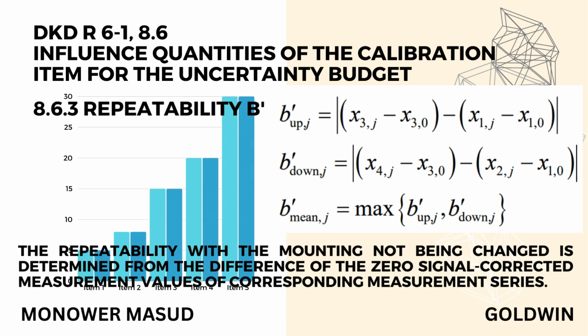Repeatability, B, in the context of DKD-R 6:1, is essentially a measure of how reliably an instrument produces consistent measurements when the setup remains unchanged. This is determined by examining the variations in zero signal-corrected measurement values across corresponding measurement series. In simpler terms, it's about assessing how dependable and repeatable the instrument is in providing accurate readings under the same conditions.